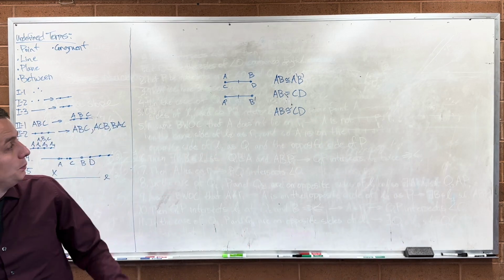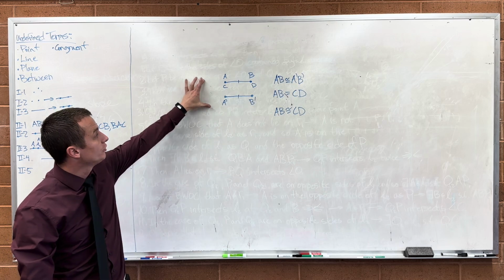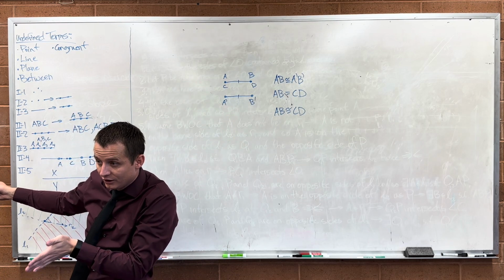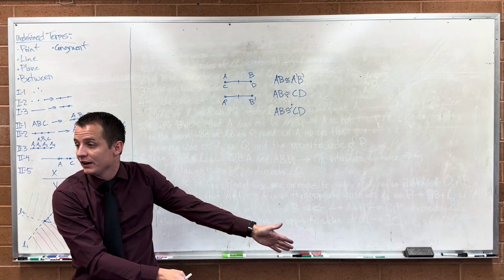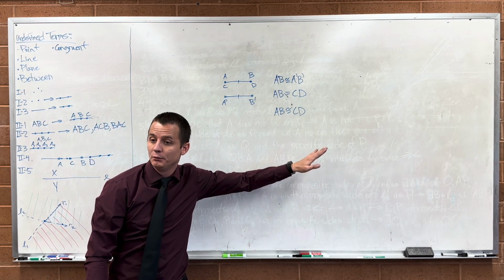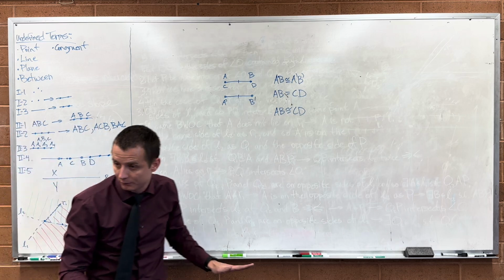So don't get confused between equality and congruence. If two segments are congruent, they may or may not be the same segment. But if two segments are equal, if they are the same segment, then they are congruent to each other. So being equal implies they're congruent, but being congruent does not imply they're equal. Those are two very different things. Don't mix those two up.